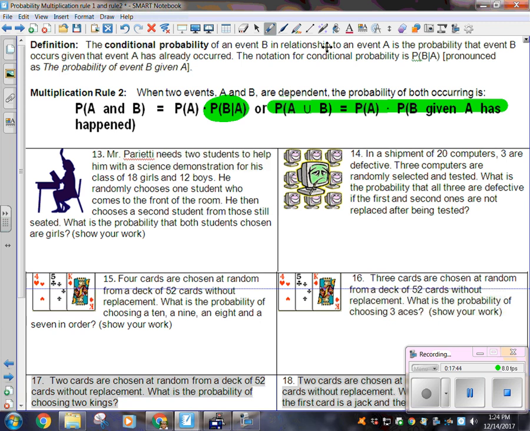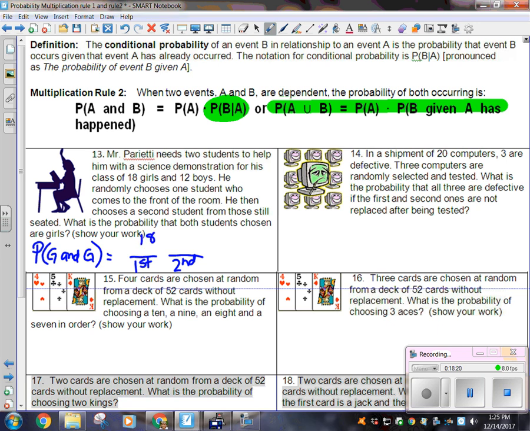All right, let's do number 13. Mr. Parietti needs 2 students to help him with a science demonstration in a class of 18 girls and 12 boys. He randomly chooses one student who comes to the front of the room. He's going to choose a second student from those that are still seated. What's the probability that both students chosen are girls? I'm going to imagine making my first choice and my second choice. What are my odds of getting a girl the first time? Because this is the probability of getting a girl and getting a second girl.